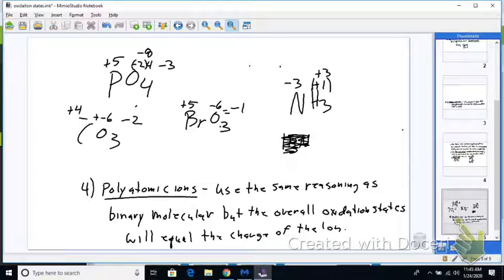You guys will get to practice this. Yes? Can I ask a question? Yep. How do you know if it's polyatomic or binary? It'll be off your polyatomic ion sheet. Plus, it'd be charged. They'll show the charge: -1, -3, -2. Okay? If they're binary, they won't show a charge. Okay, that makes sense. Yeah, binary won't show a charge.